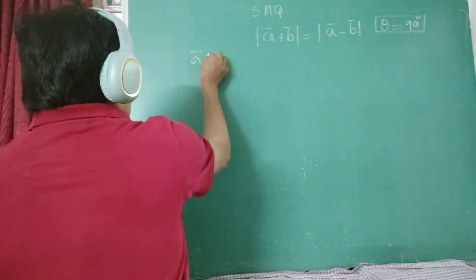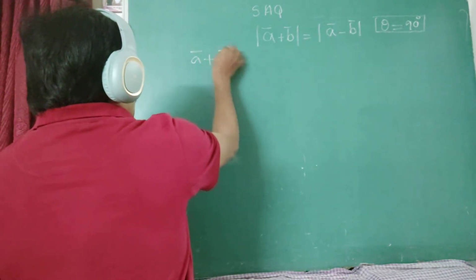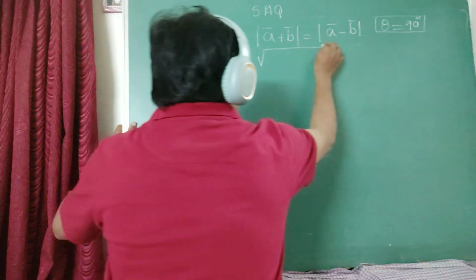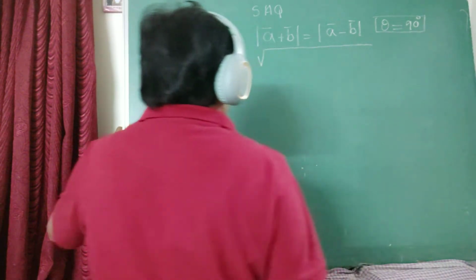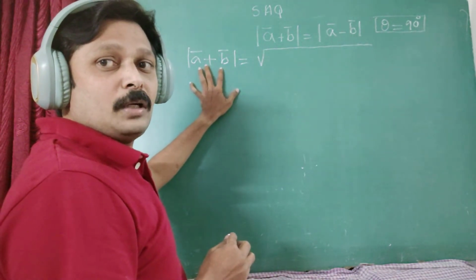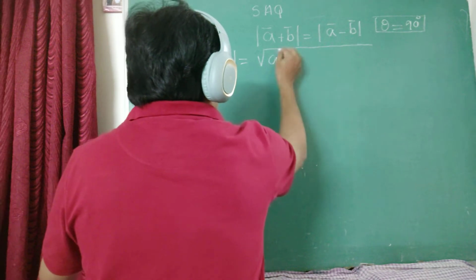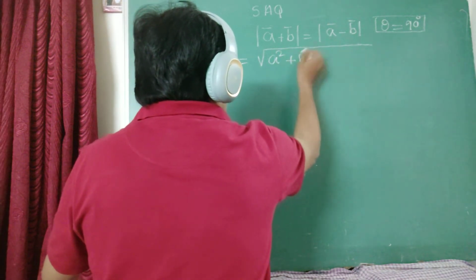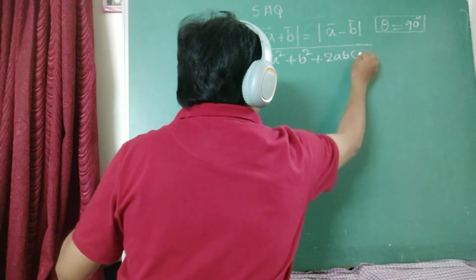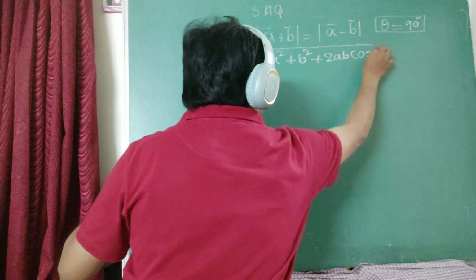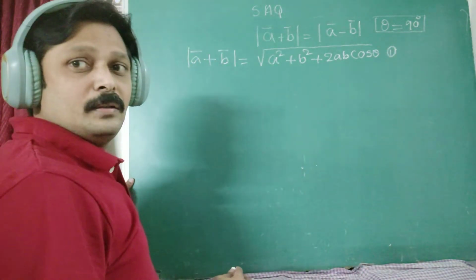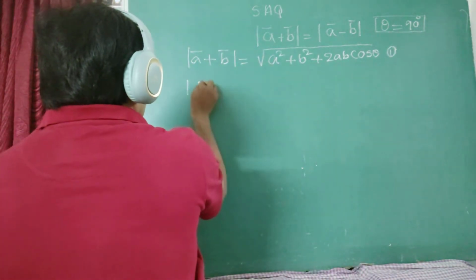Take the first, the LHS value, magnitude of a bar plus b bar, and expand this value using the concept of a bar plus b bar in terms of vector notation. The value is root of a square plus b square plus 2ab cos theta. The first term expanded, I give it the number 1. And go for the RHS side.